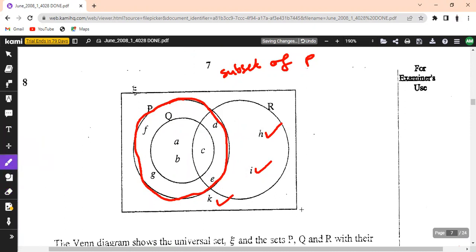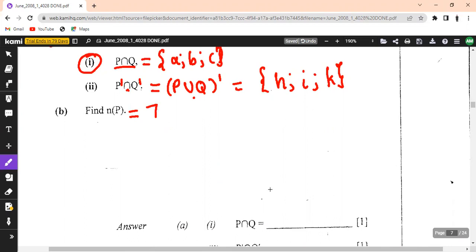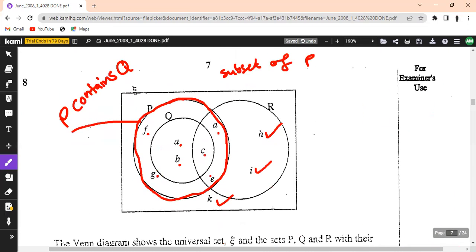Take note, P contains Q. We said Q is a subset of P. So P contains Q, which means Q is inside of P. So when you are calculating P, you are also calculating what is in Q. So how many elements? We've got 1, 2, 3, 4, 5, 6, 7. So we've got 7 elements there. All right, that was it. I think it was pretty direct also. You just have to calculate from the diagram that you are given.